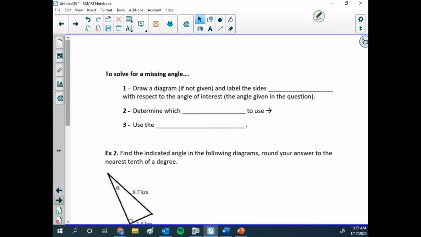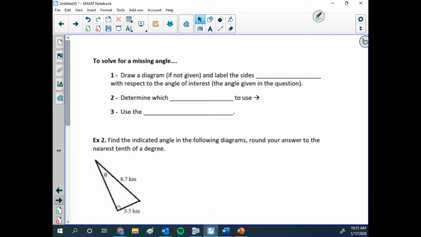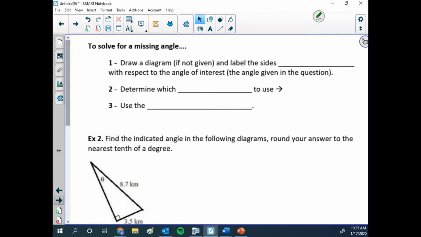All right, next part. So far I've looked at how to solve for a missing leg. Now we'll look at how to solve for a missing angle. Either you're given enough information to figure out the other angles by subtracting from 180 degrees, or what I need to do is figure it out using some sort of trig ratio. So just some basic steps here.